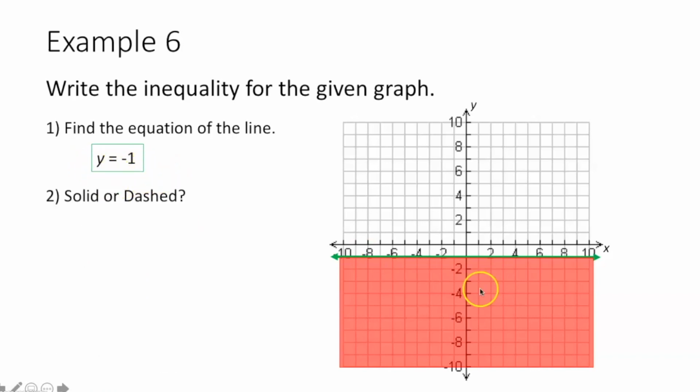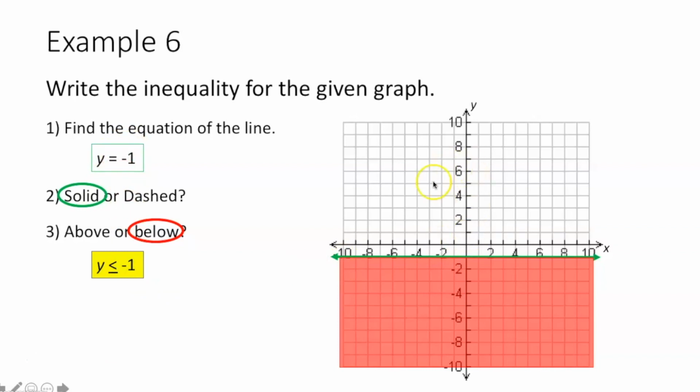Now we decide in this graph, do we have a solid or a dashed line? It's clearly a solid line. And did the graph shade above or below? Obviously below. So what this means is we're going to take this equation, and since it's a solid line, there's going to be an equal sign under your inequality. And since we shaded below, the inequality symbol is going to be facing away from the y. It's going to be y is less than or equal to -1.